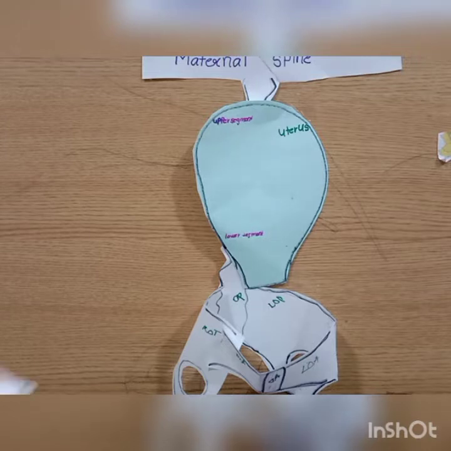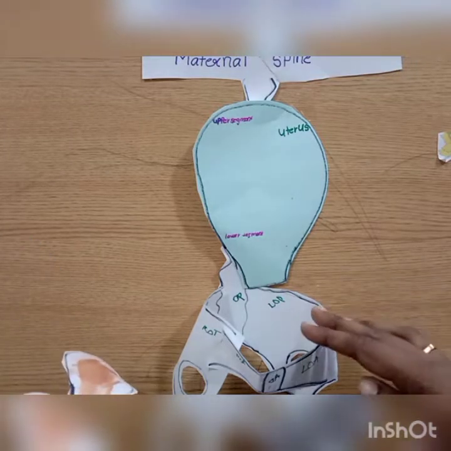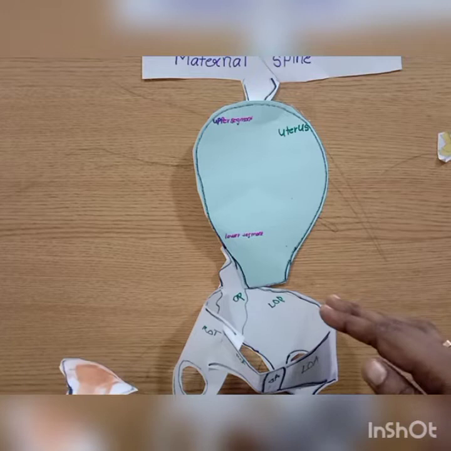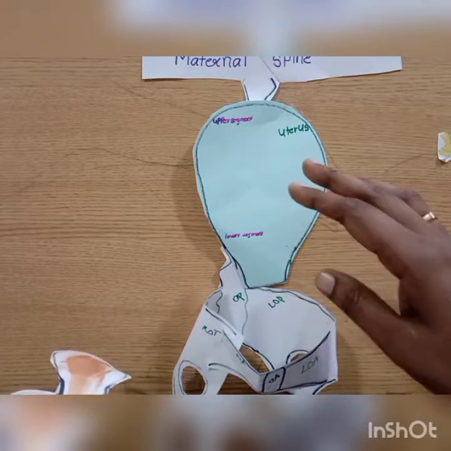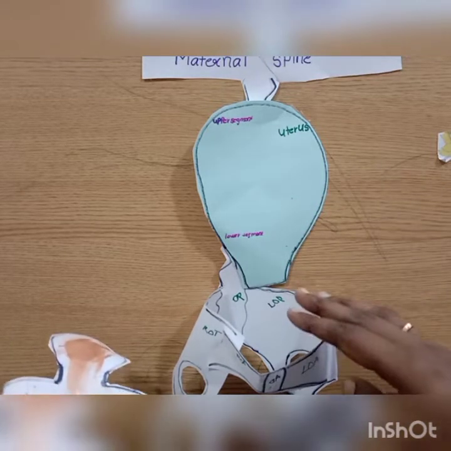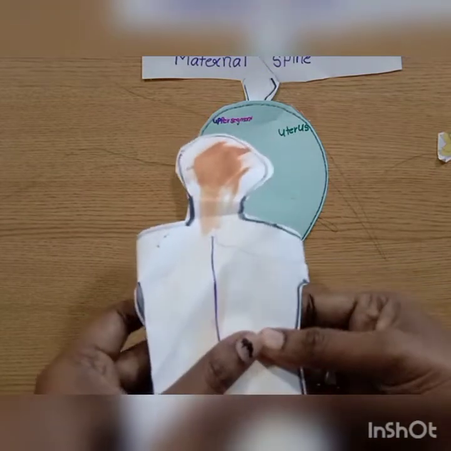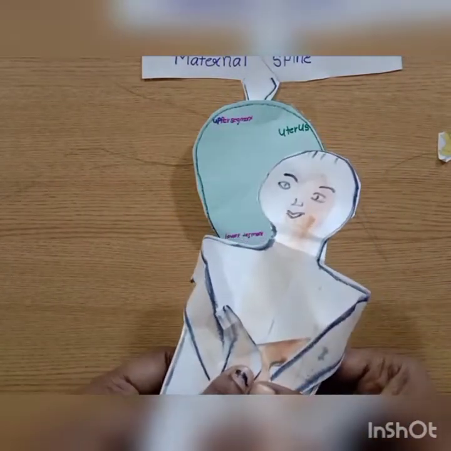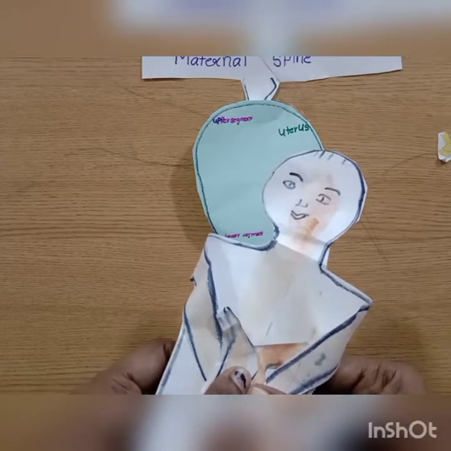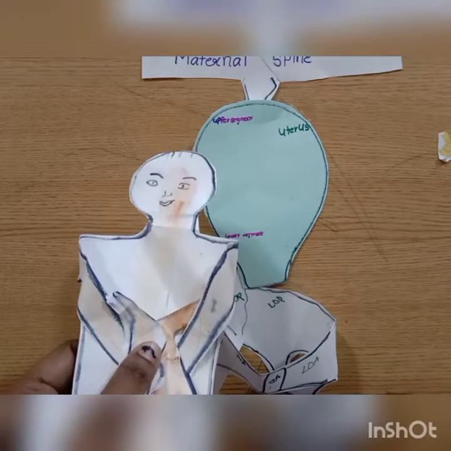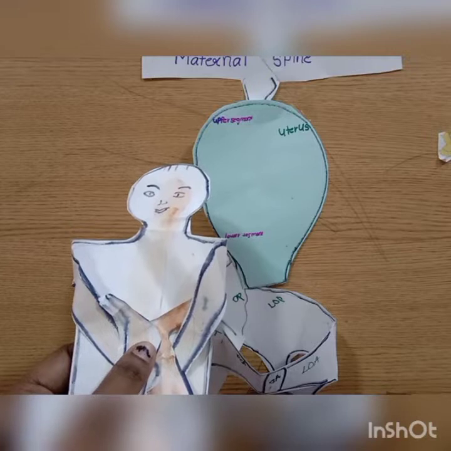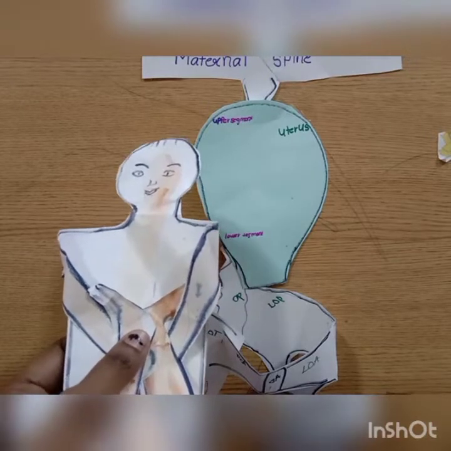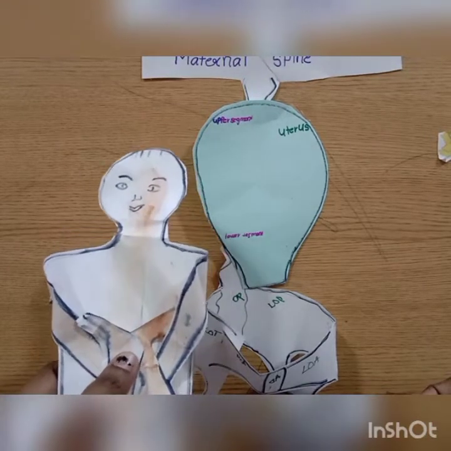For explaining this, I use a maternal spine, uterus and pelvis model, and this is a fetus model. In that I explained about the lie, presentation, presenting part, attitude, and finally the denominator and positions. First I explained about the lie.